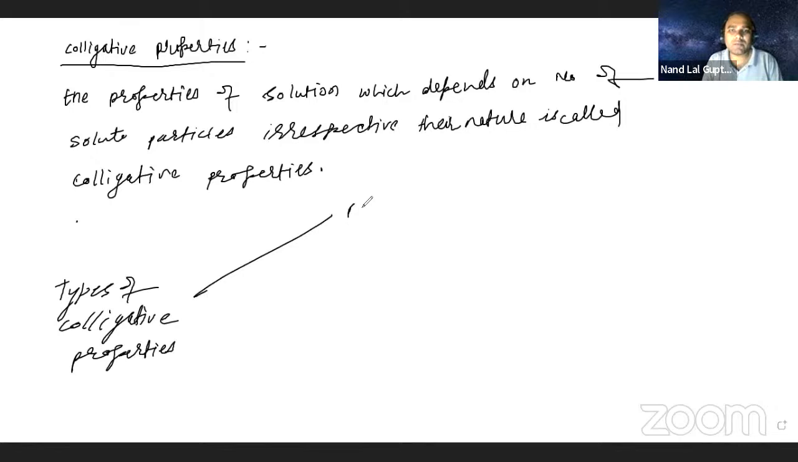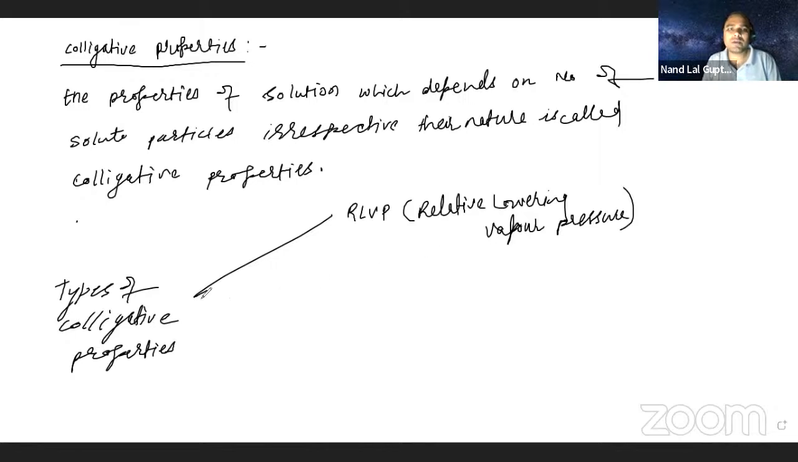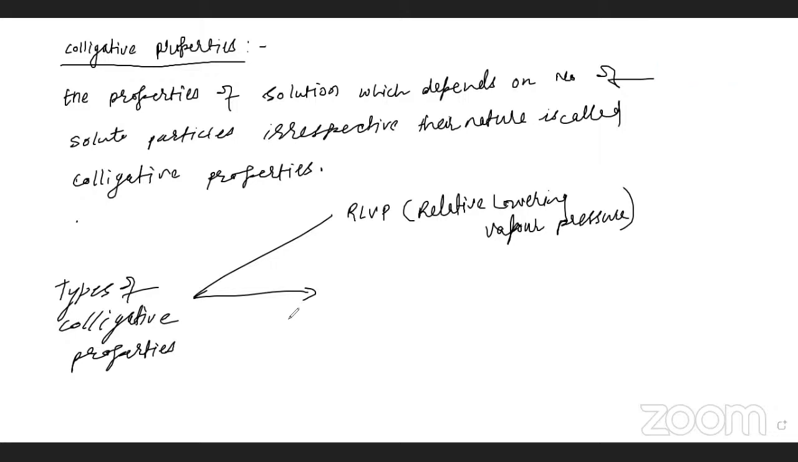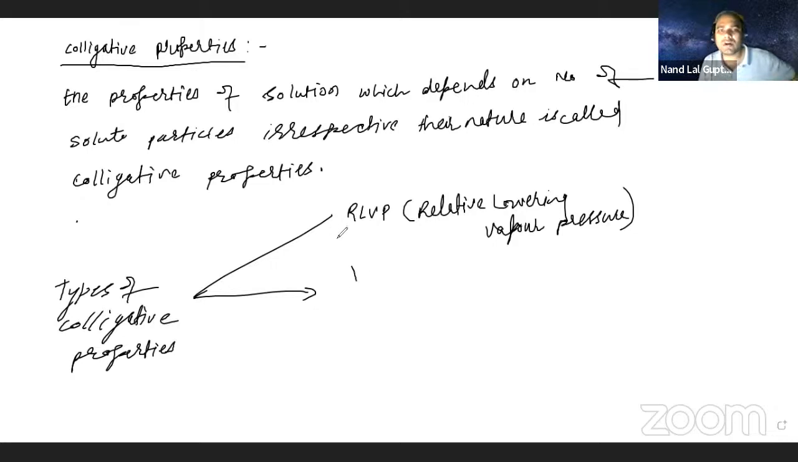First one is called RLVP, relative lowering vapor pressure. What do you mean by relative lowering vapor pressure? That is, if you are adding the non-volatile solute, what will happen? The vapor pressure decreases, relative to the vapor pressure of solvent. So this is called relative lowering vapor pressure that we will study later.